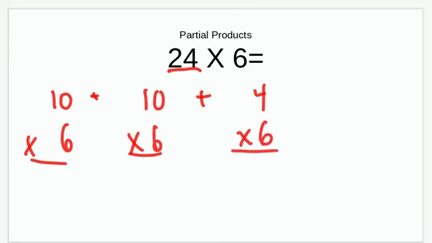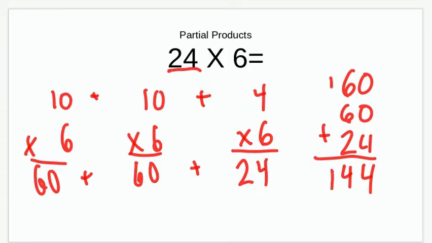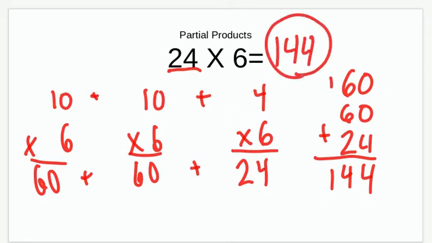So starting off, 10 times 6, which is 6 tens, would be 60. And so that means this 10 times 6 is also going to be 60. And 4 times 6, that's 4 groups of 6, that's 24. Now, put all these partial products together to make the whole product. So we have 60 plus 24. And that makes 6 plus 6 is 12, plus 2 more, 14. So altogether, my final product, 24 times 6, equals 144.